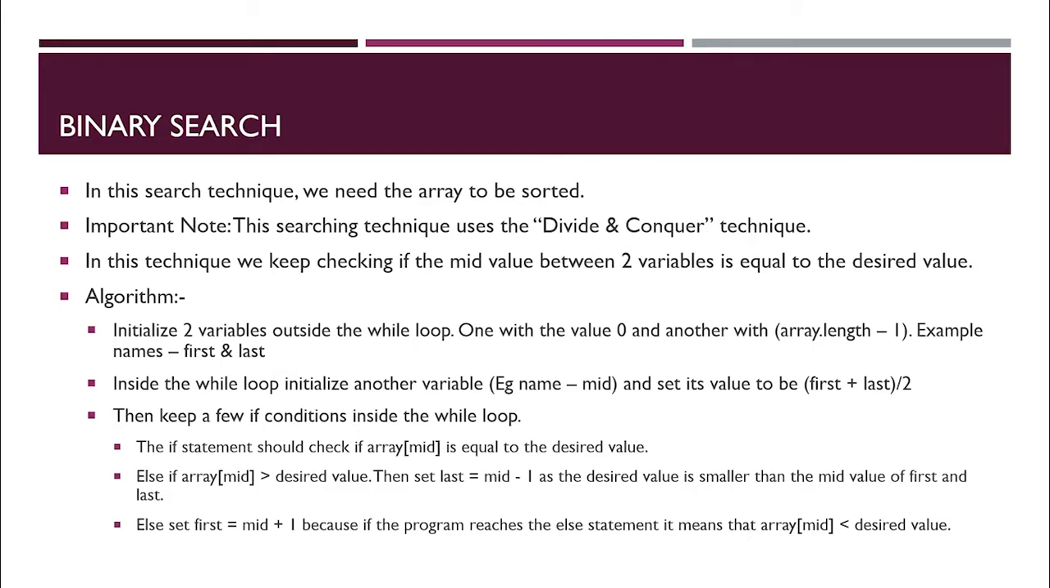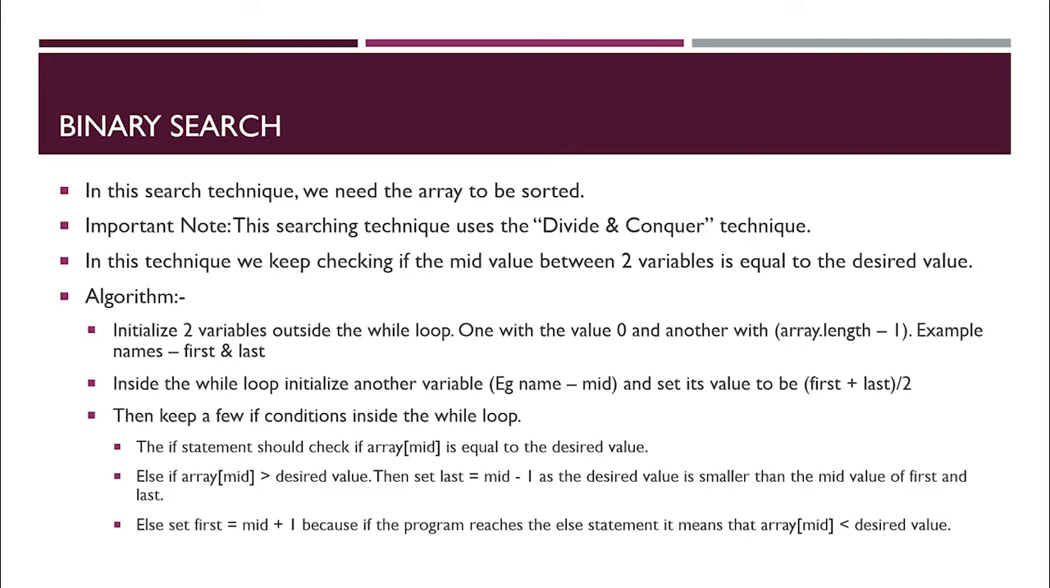Now, in this technique, we keep checking if the middle value between the two variables is equal to the desired value. And you'll understand what this means in just a second. So I'm going to be trying to explain to you the algorithm of the binary search technique. I'm going to be explaining the algorithm and I'll be showing you an example followed by the code to help you understand it better.